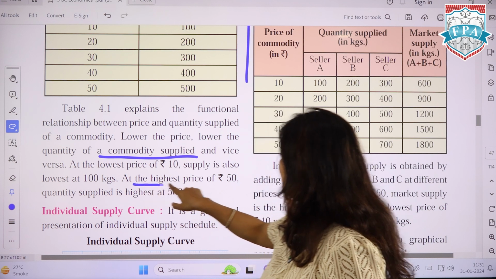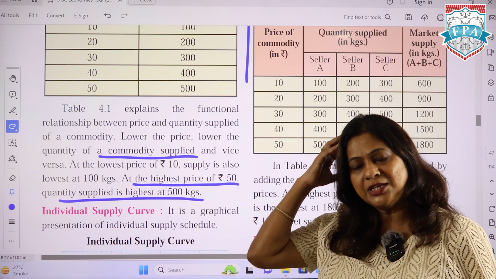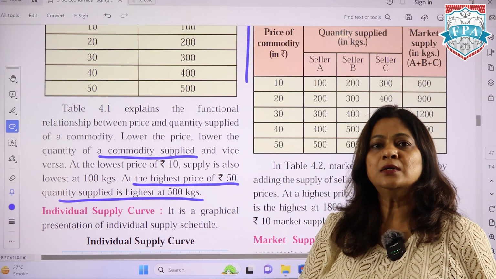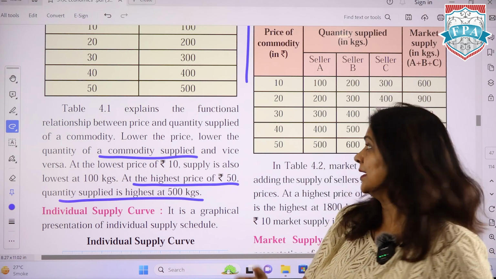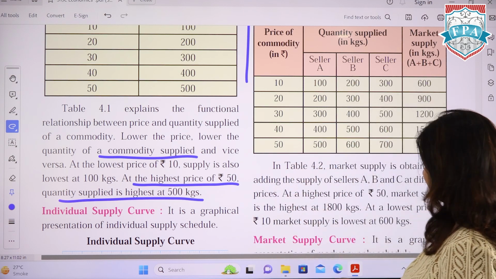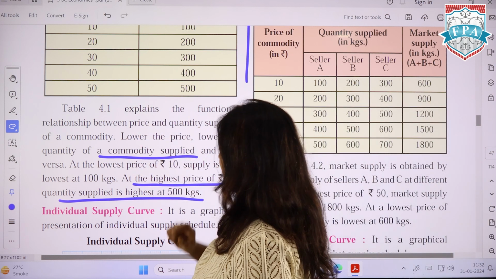So at the highest price of 50, quantity supplied is the highest. So what is the relationship which you are getting in your mind? Lower the price, lower the supply. Now, I have not made the graph, but if at all I have to make a graph.